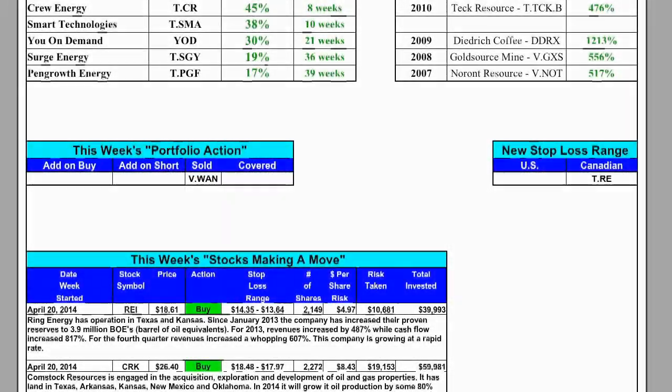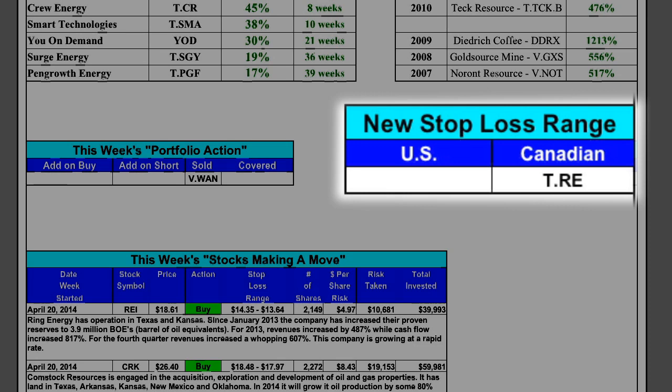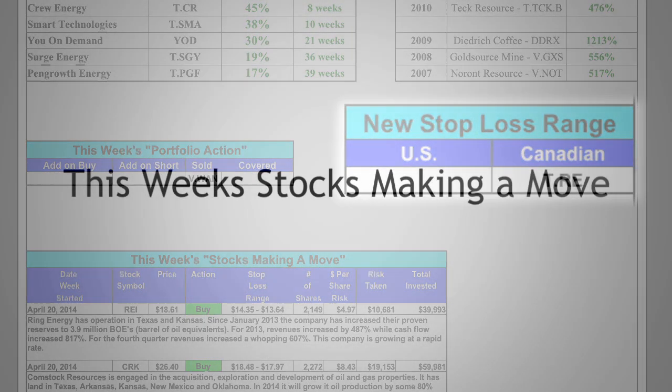This section is very important. It displays stocks which have a new stop-loss range. If you see your stock in this section, you need to take action and change your stop-loss order to reflect the new stop-loss price range. I will come back to this section later in the video.